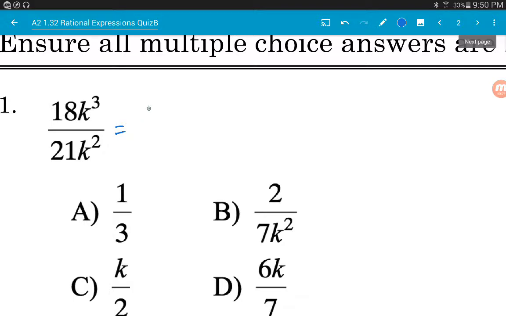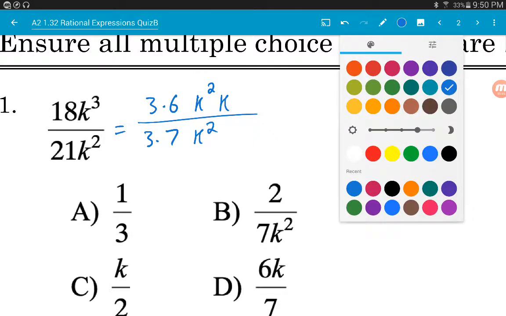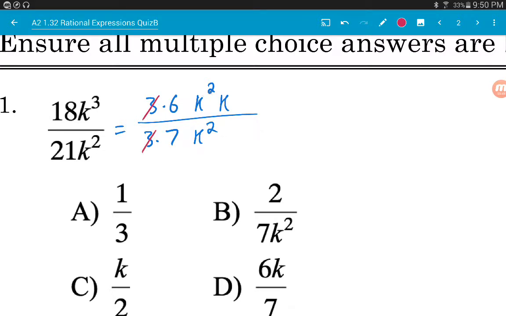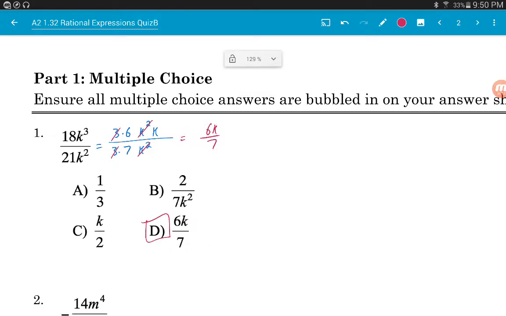So what I'm going to do here for number one is recognize that 18 and 21 are both divisible by 3. So this becomes 3 times 6, and this becomes 3 times 7. There's 3 k's on top, so I'm going to break them up like this, and just a k squared on bottom. Another great thing I can do is cross out the 3's, cross out the k squareds, and I get 6k over 7. That's my final answer. The answer is D.